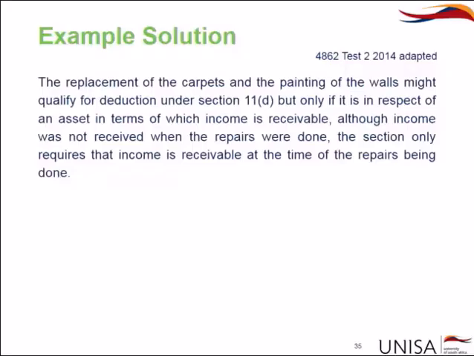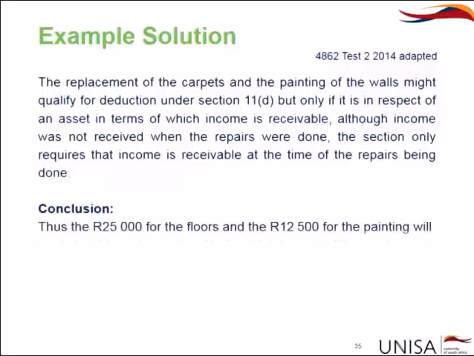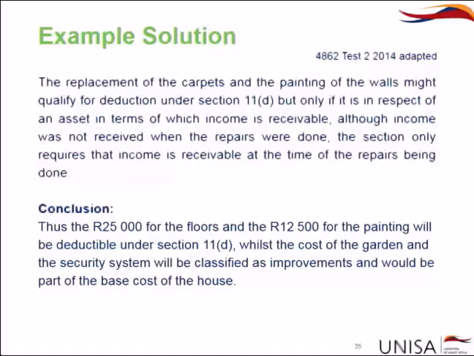As with anything, it's important to make sure that you go and you actually conclude. So we are concluding that the $25,000 for the floors and the $12,500 for the painting will be deductible under section 11D. However, the cost of the garden and the security system will be seen as an improvement and would be added to the base cost of the house.